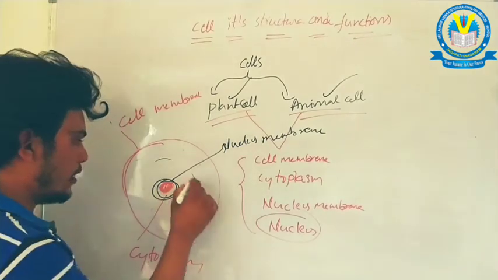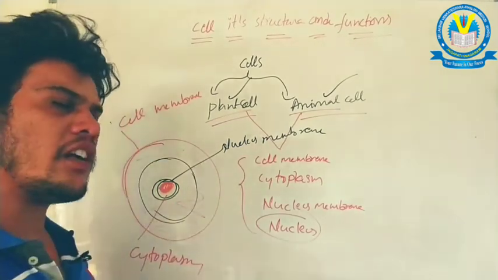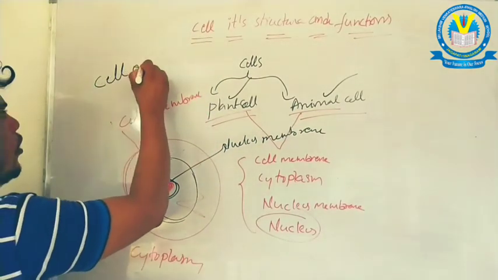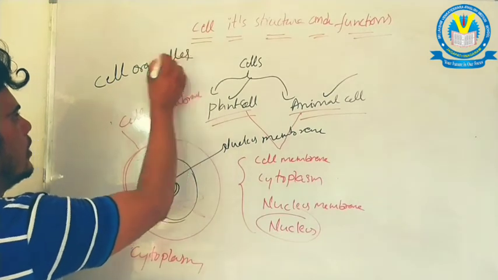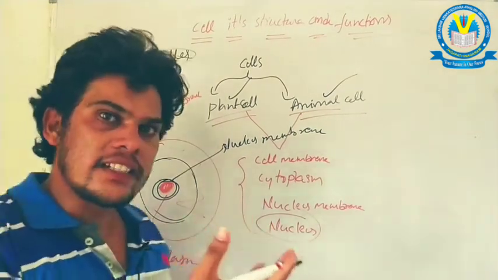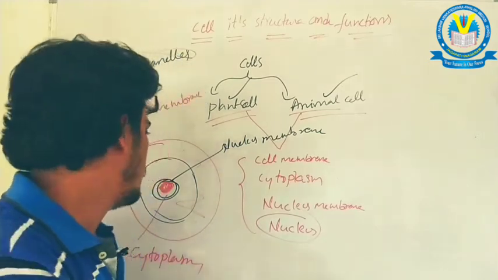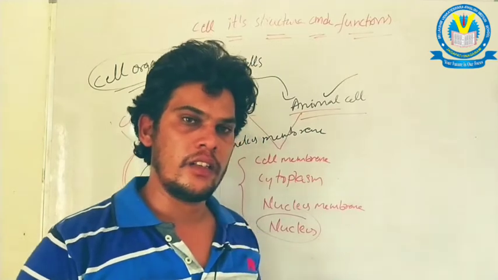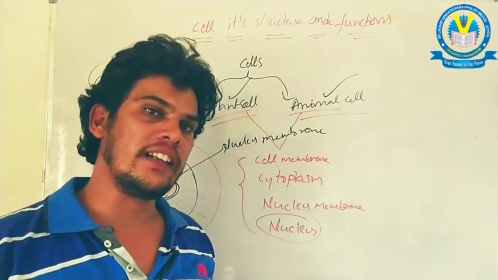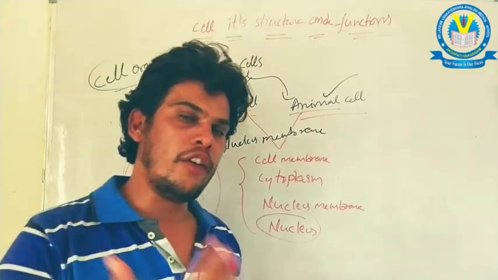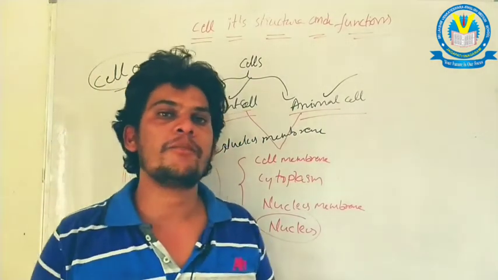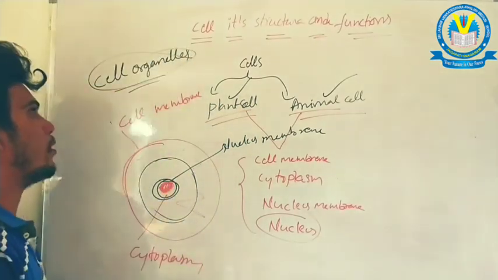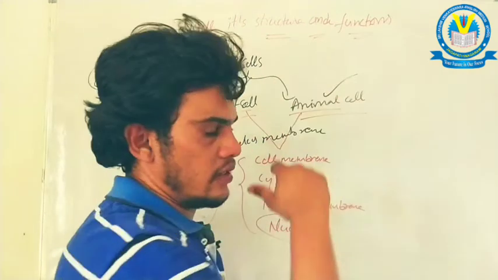In this cytoplasm, the liquid substance, there are a number of cell organelles. Cell organelles means the parts that are floating in the cytoplasm, the liquid portion of the cell. There are a number of cell organelles. What are the cell organelles? What are their functions? How are they formed? What is their structure? These are all things we are going to learn in the next video. This is only the introduction part of the cell, its structure and functions.